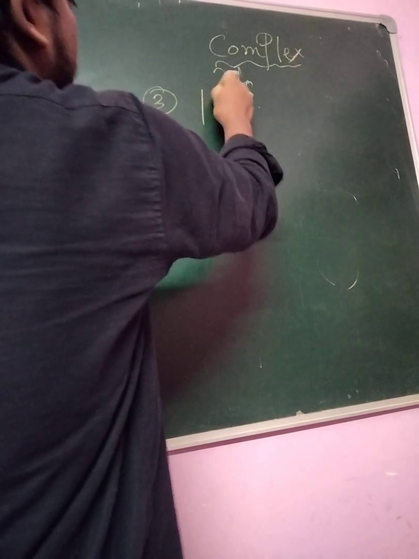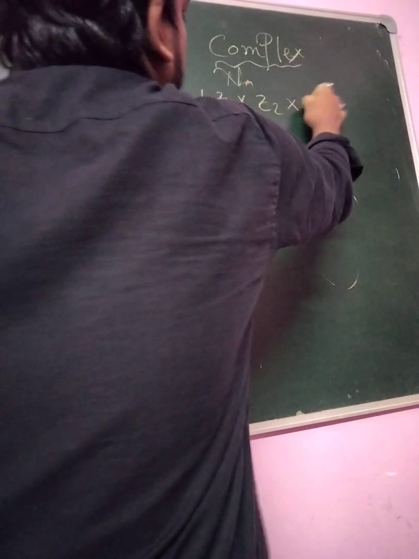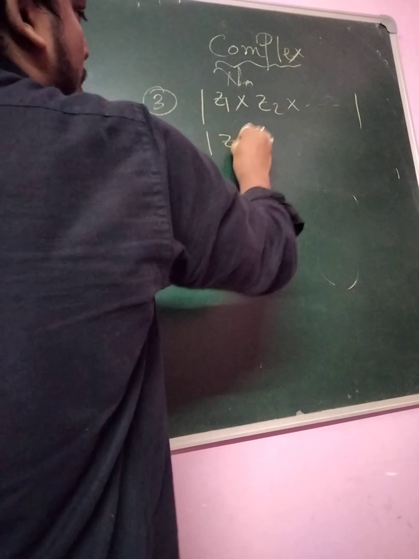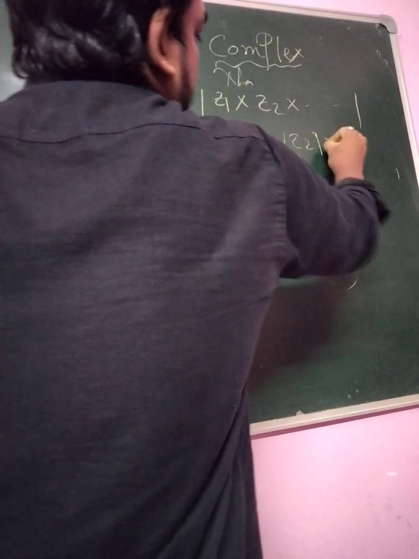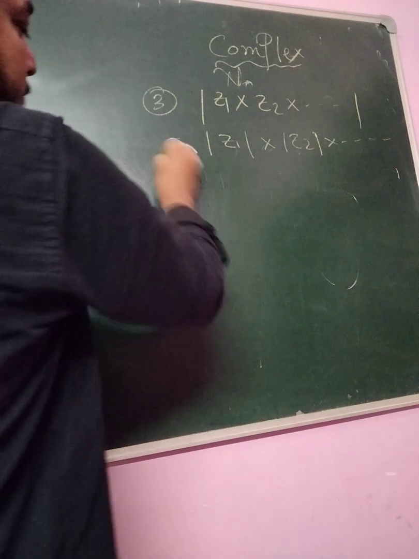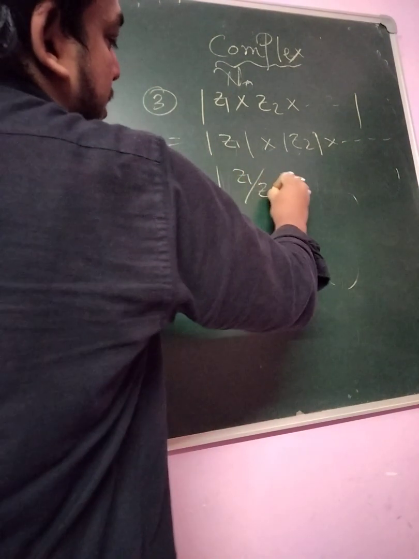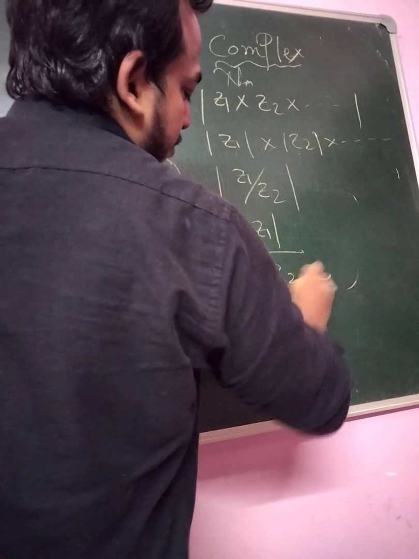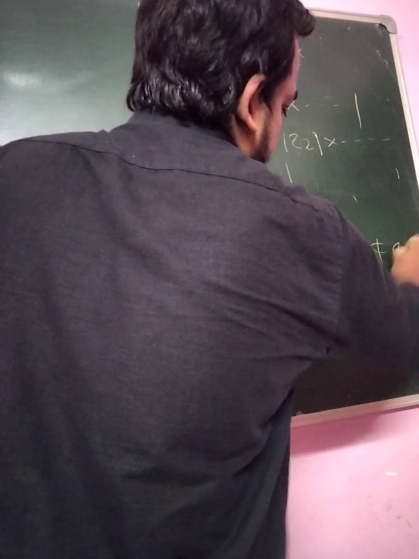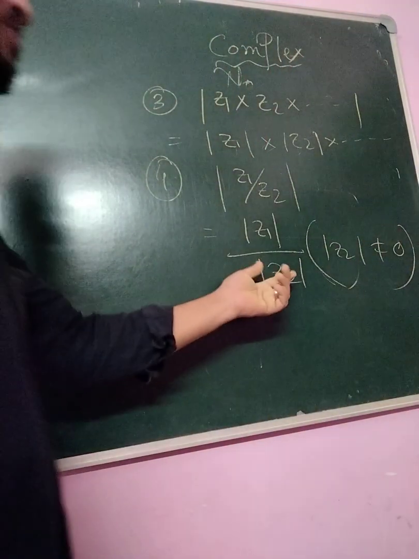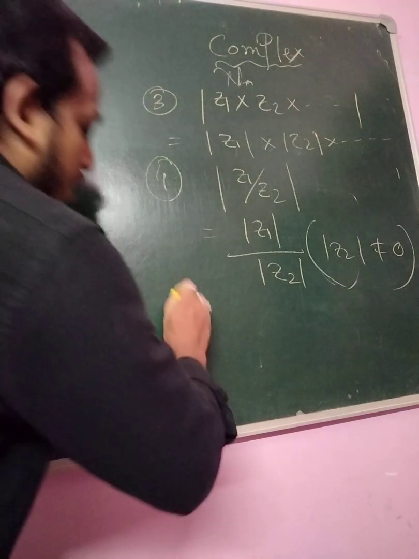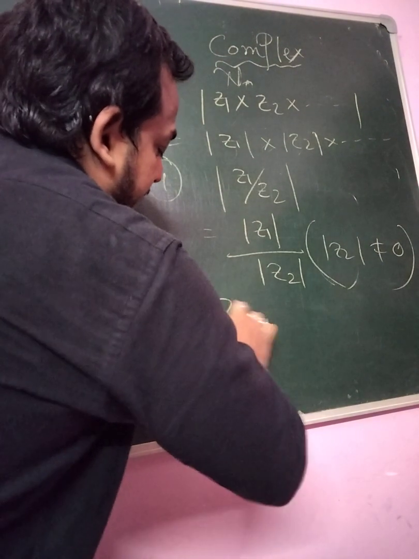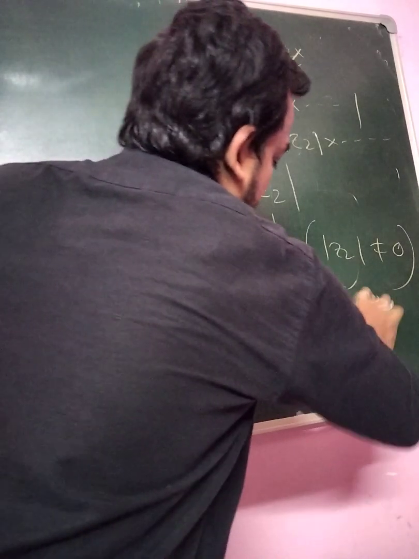Now the third property is mod of z1 into z2 and so on. This value is equal to mod of z1 into mod of z2 and so on. Similarly, the fourth one is mod of z1 upon z2, and remember this can be written as mod z1 by mod z2, provided mod z2 is not equal to 0, because if mod z2 is equal to 0, this is undefined. Now the fifth property is z into z bar is equal to mod z square.